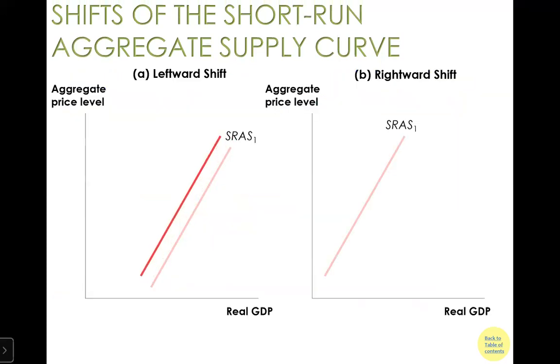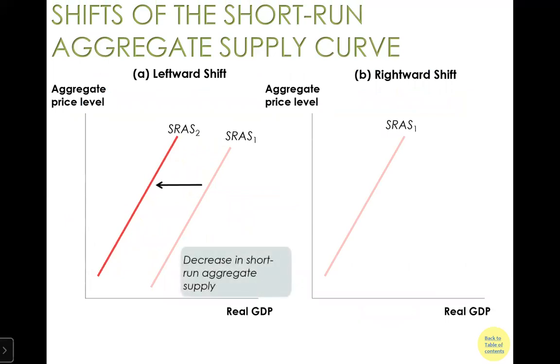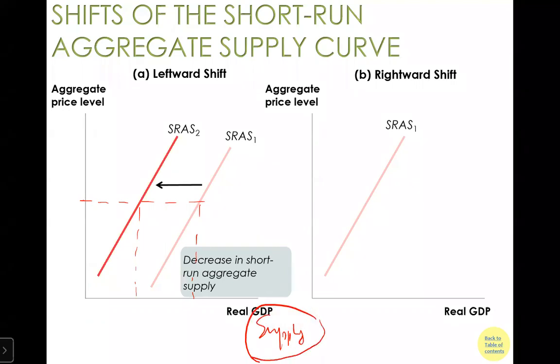Okay, and here, we just look at two cases. In one case, the curve shifts to the left, and we have a decline or decrease in short-run aggregate supply. How do we see that? It just says for a given level of real GDP. Again, this is a look at the supply side, meaning we are measuring the product, how much we produce.